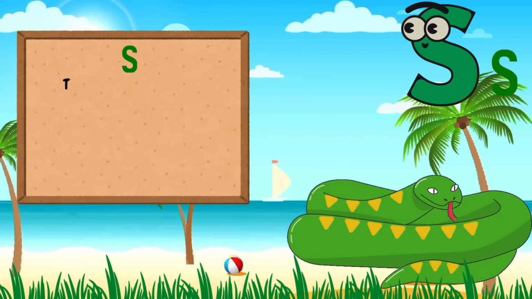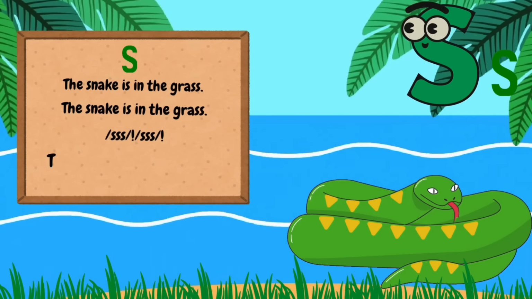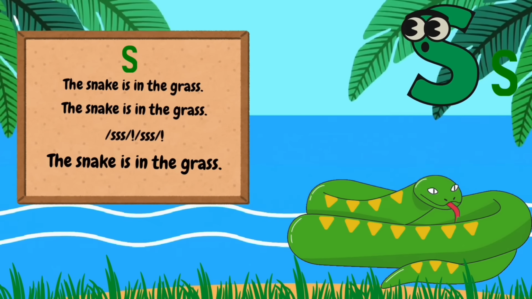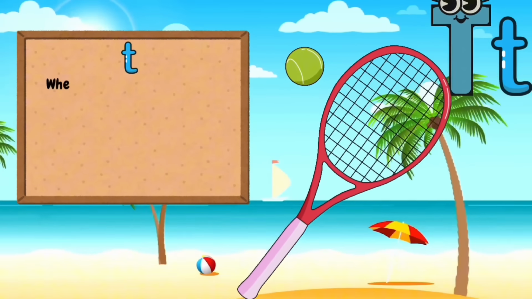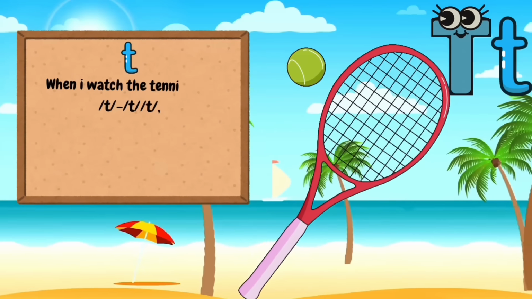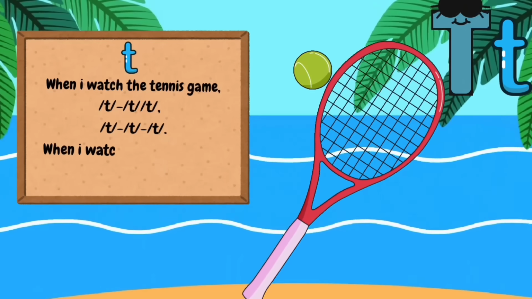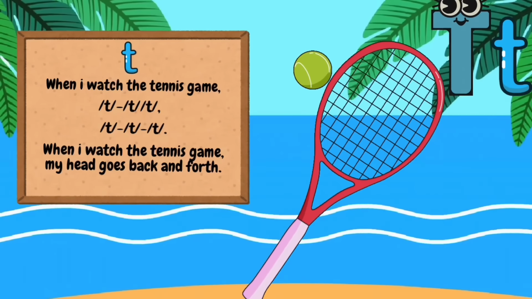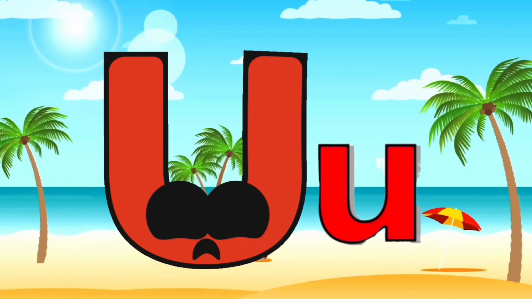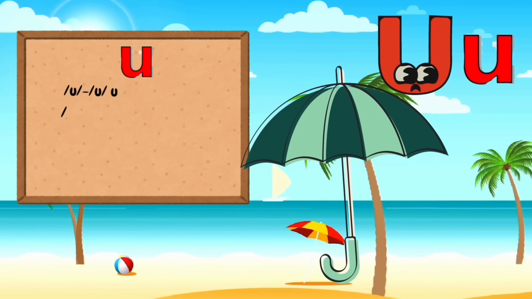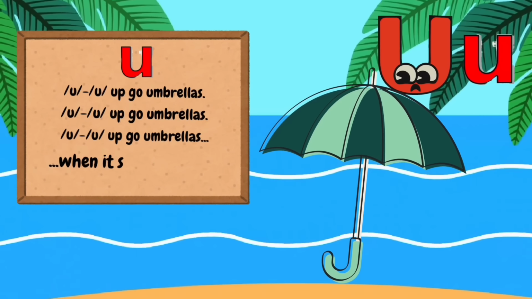S, s. The snake is in the grass. T, t. When I watch the tennis game, my head goes back and forth. Up go umbrellas when it starts to rain.